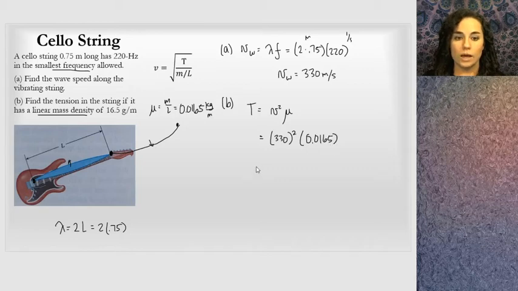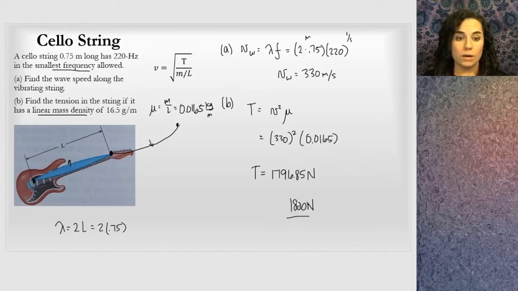And when I run this through the calculator, I get actually a pretty large number. These strings are strung pretty tightly, so that's about 1,800 newtons on there. And another thing I want to point out here, I've seen this in other problems, is they'll ask like, how much force does the neck need to hold?